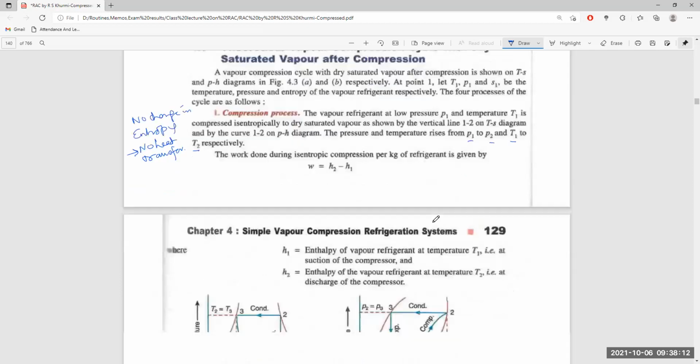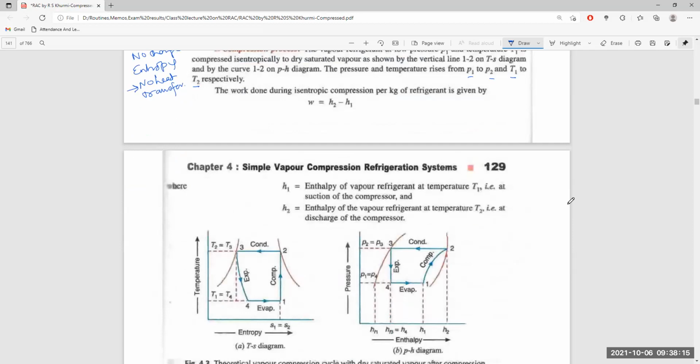The work done in the isentropic process is given by H2, the enthalpy at the outlet of the compressor, minus H1, the enthalpy at the inlet of the compressor. That means the heat content at the outlet minus the heat energy at the inlet. This difference will give you the work we have applied, which is shown here.